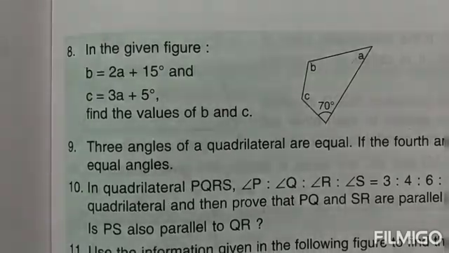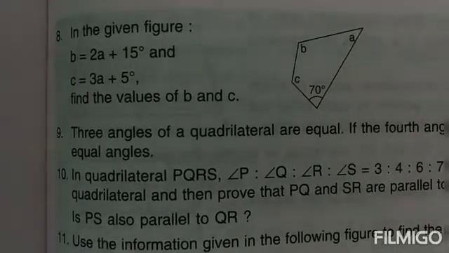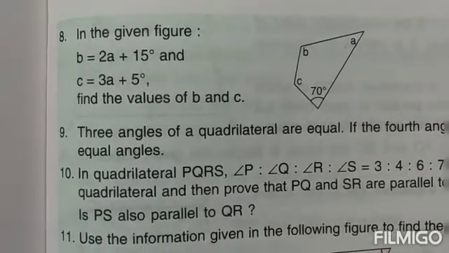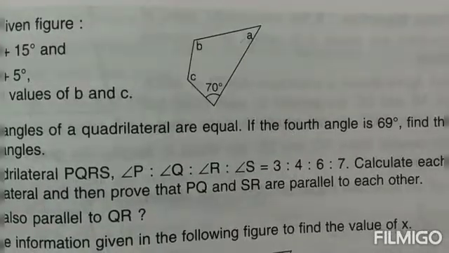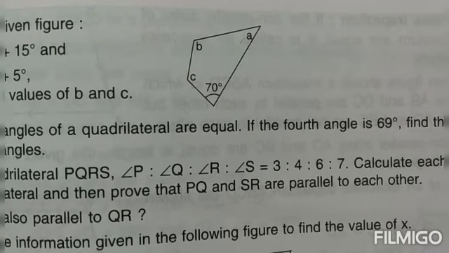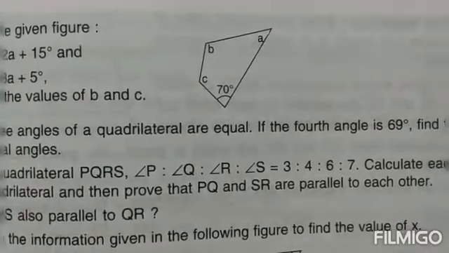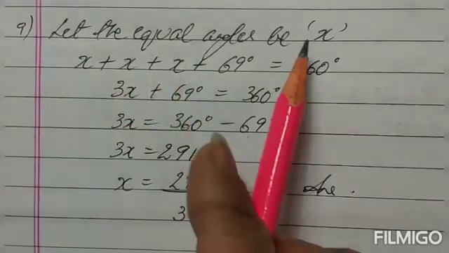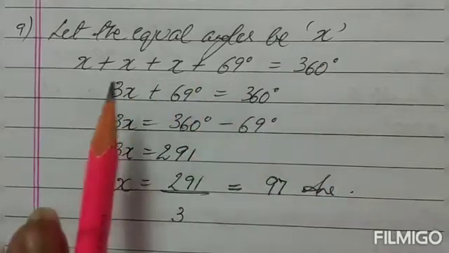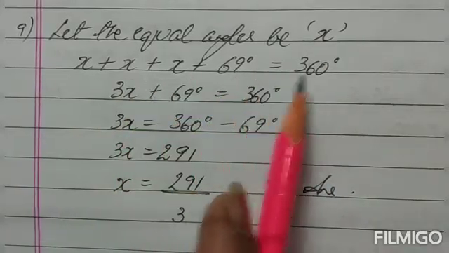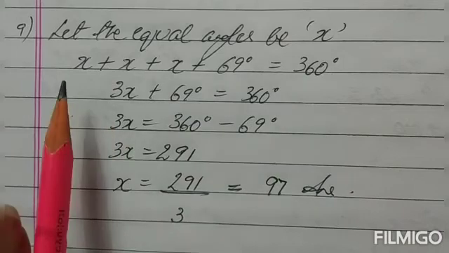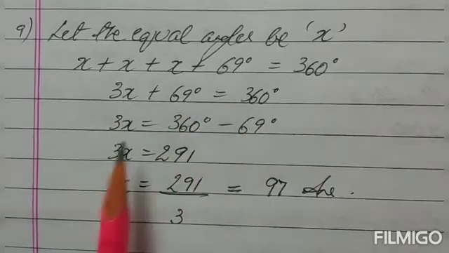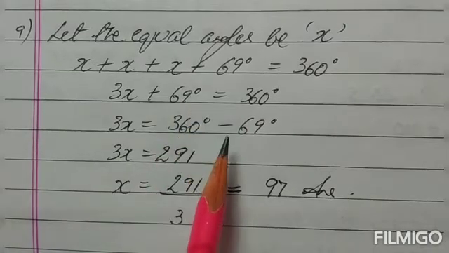Coming to question number 9. 3 angles of a quadrilateral are equal, and the 4th angle is given as 69. You have to calculate the value of the equal angles. Let's see the calculation. I have taken a variable. Let the equal angles be x. You can take any variable over here. x plus x plus x plus 69 is equal to 360. Because these are like terms, you can add them together. 3x plus 69 is equal to 360. 3x is equal to 360 minus 69.